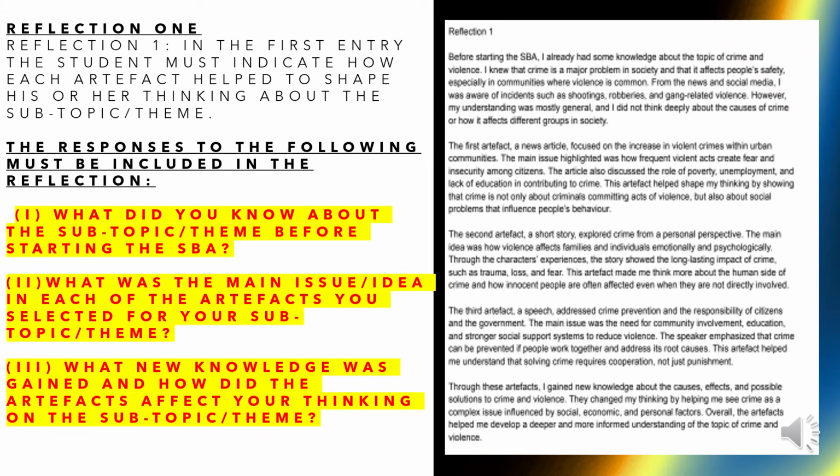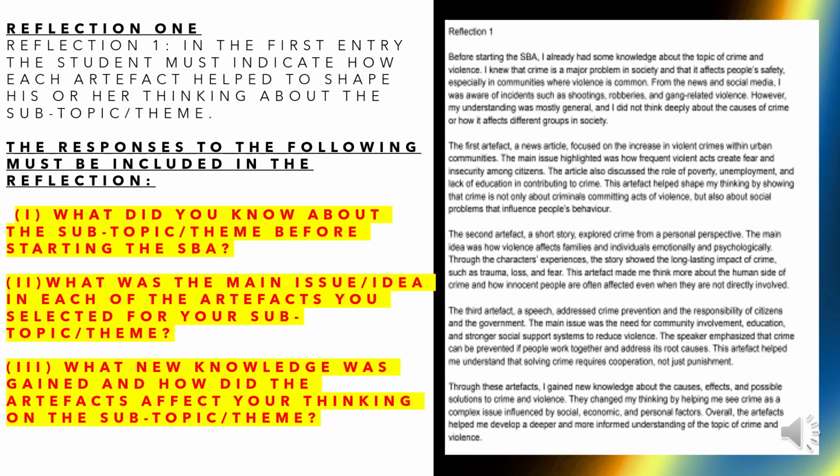The third artifact, a speech, addressed crime prevention and the responsibility of citizens and the government. The main issue was the need for community involvement, education, and stronger social support systems to reduce violence. The speaker emphasized that crime can be prevented if people work together and address its root causes. This artifact helped me understand that solving crime requires cooperation, not just punishment.